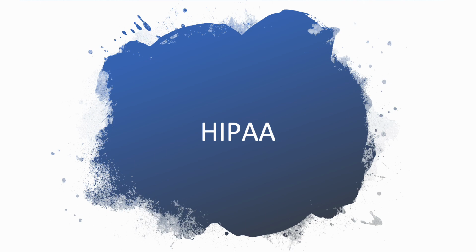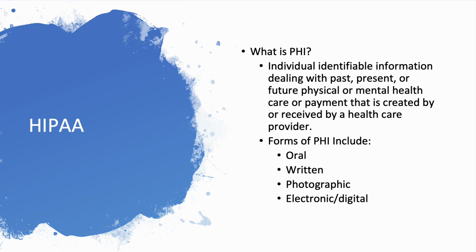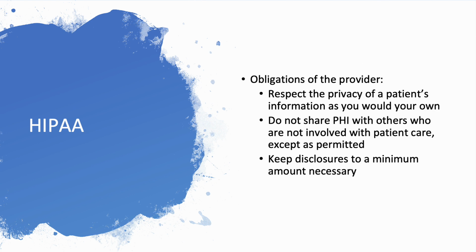The final thing to talk about is HIPAA. So HIPAA stands for Health Insurance Portability and Accountability Act. Came out in 1996, and it specifies what is protected health information, and it applies to all healthcare providers, including us. So protected health information is anything that is identifiable. And that means anything that could tell us who the patient is and deals with their past, present, or future physical or mental health. It can be oral, written, photographic, or electronic, or digital.